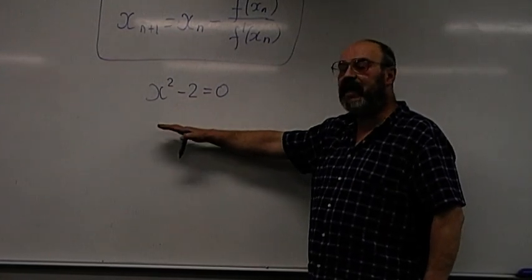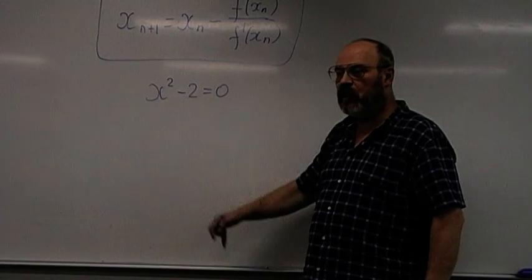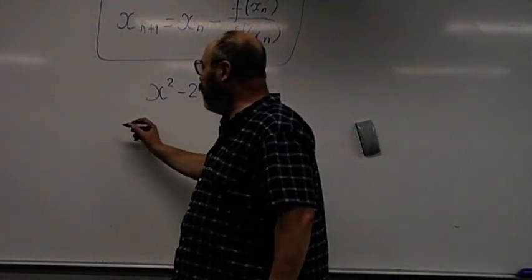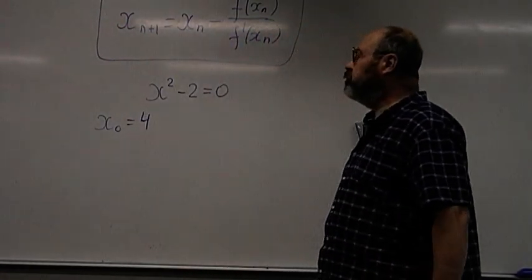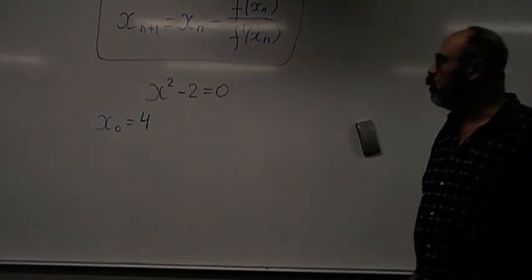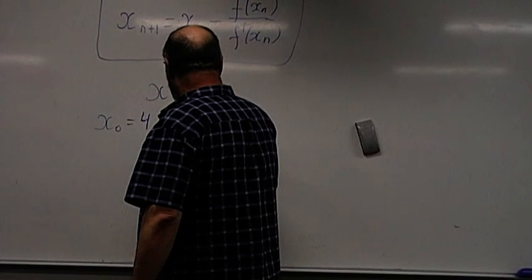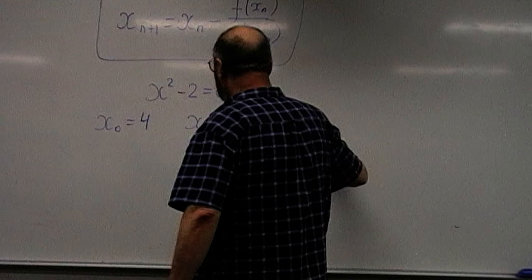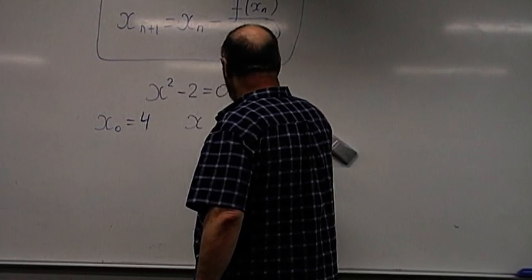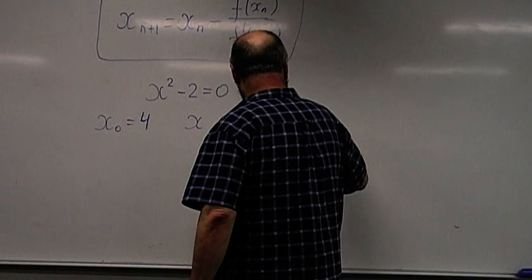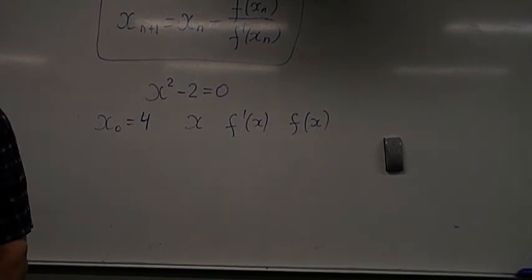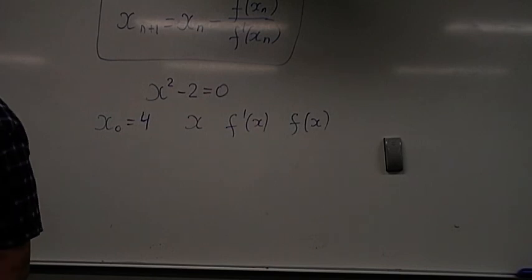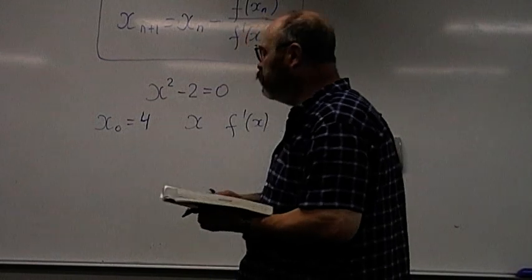So, get your CAS calculators out and let's calculate. We take as the first value x0 equals 4. We make a table with x, then f dash of x, and f of x. We'll do five or six lines of calculation. Just draw the table in your book.